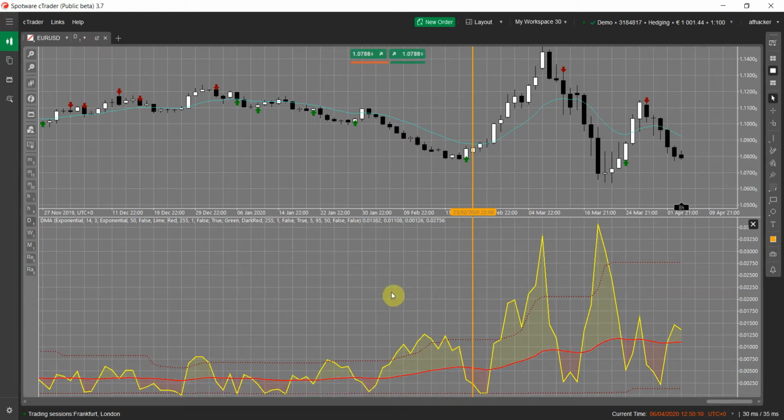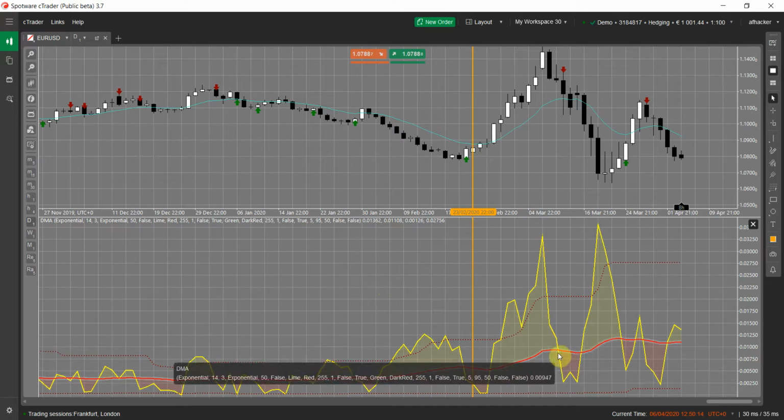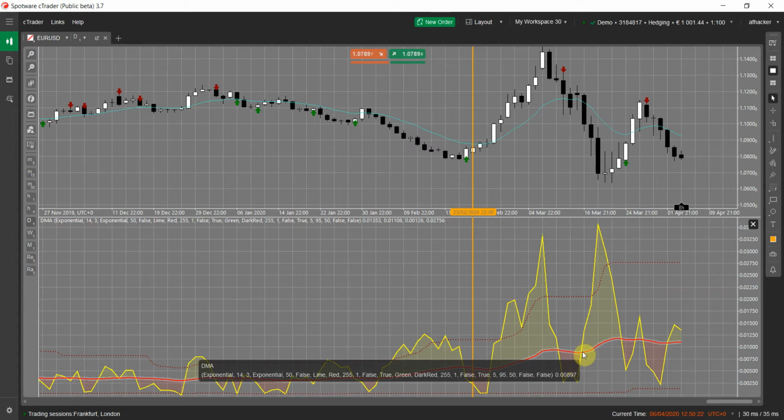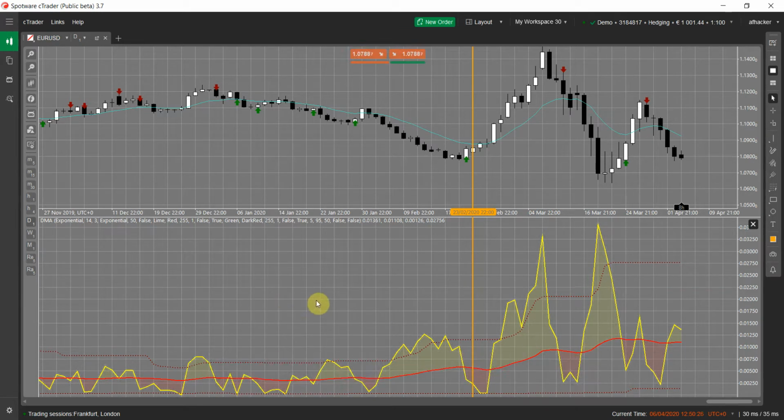from its average distance, which is the red line, the chance of a reversal is very high. And when it comes back to the red line and goes below it, and then starts to come back above it, that's a signal for a continuation of the current trend, if there is any.